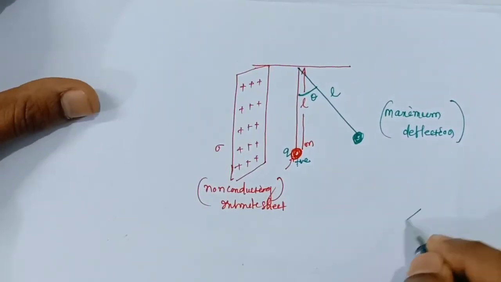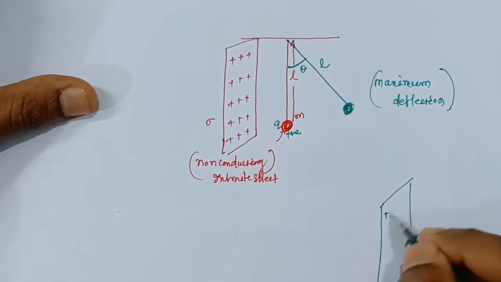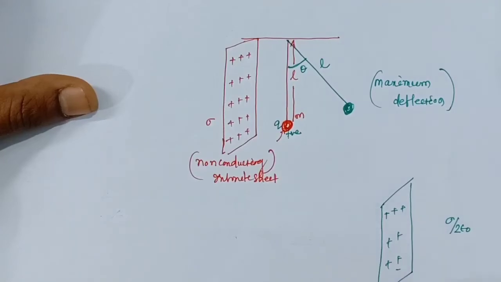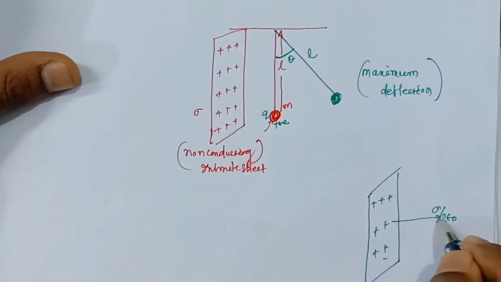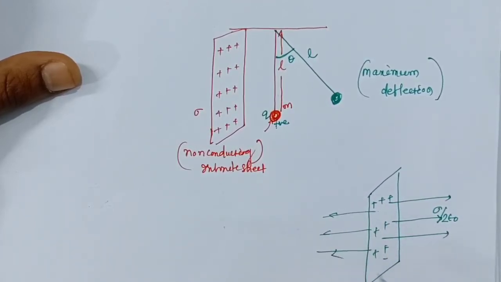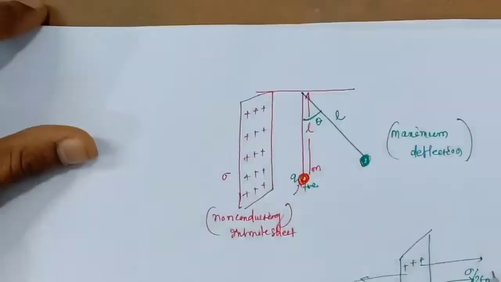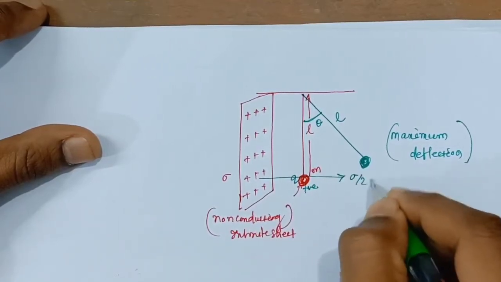This is very clear. For a non-conducting infinite sheet, the expression of the electric field is sigma by 2 epsilon naught. It's a constant electric field, that is sigma by 2 epsilon naught, and the direction will be like this. On this side and this side, the direction will be like this. Since it is an infinite thin sheet, the expression of the electric field will be sigma by 2 epsilon naught.